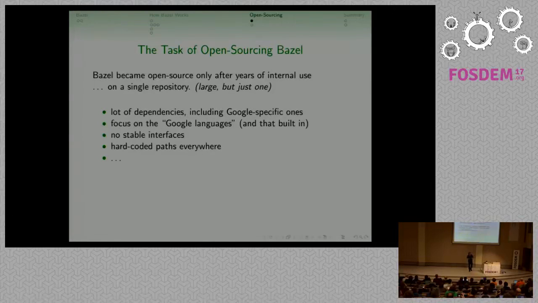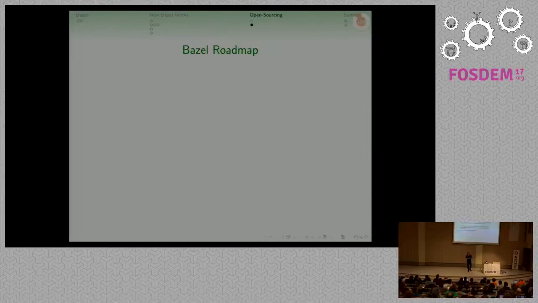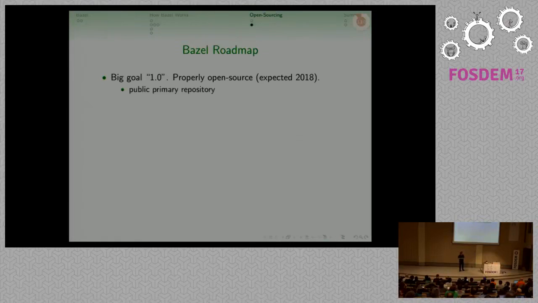That's why the process of open sourcing is still in parts going on, even so what is open source is a useful tool in its own right. And that brings me to the roadmap, where Bazel is trying to move to. So the big goal is Bazel 1.0, and I think on our roadmap we currently say we want to be there sometime next year, hopefully. What does it mean?